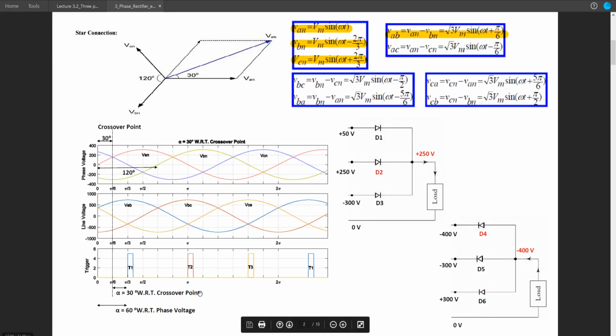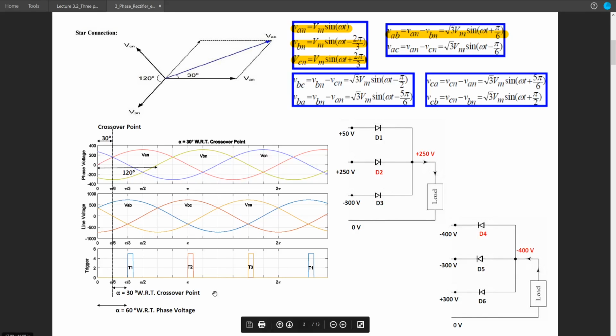But here are some controversies regarding the starting point of alpha. Let me clear this up. In our textbook and other different books, alpha is calculated from this crossover point. So in this case, alpha equals 30 degree with respect to crossover point. But the rest of the world follows this terminology. They calculate this angle from the starting point, I mean t equals 0. But in our textbook, we will follow this crossover point referencing.